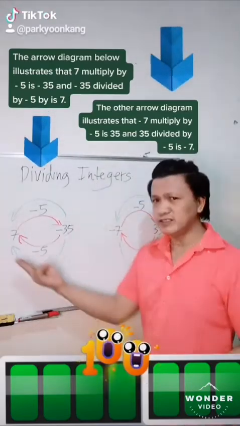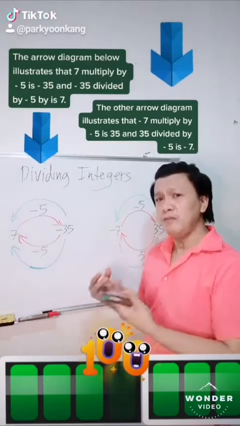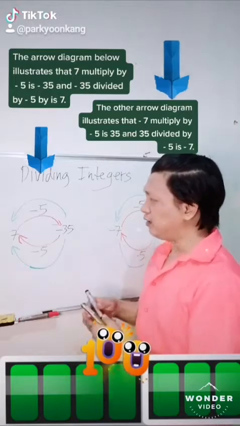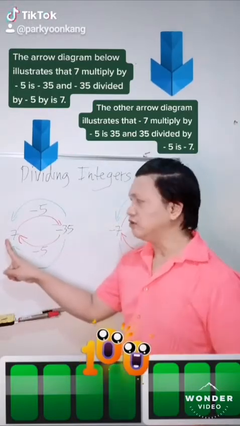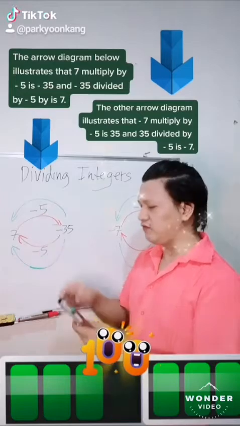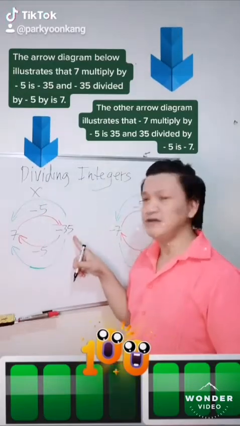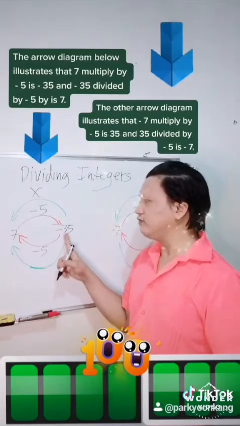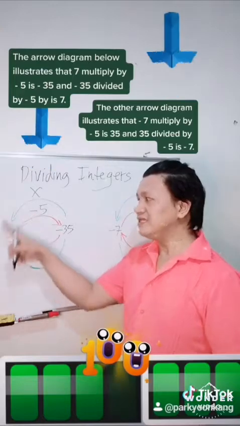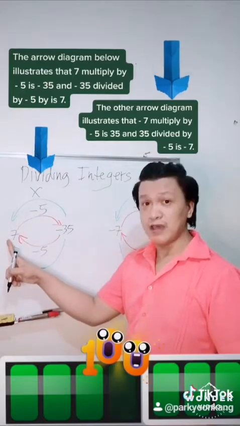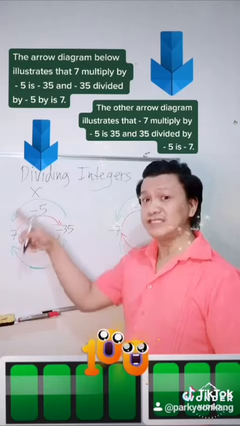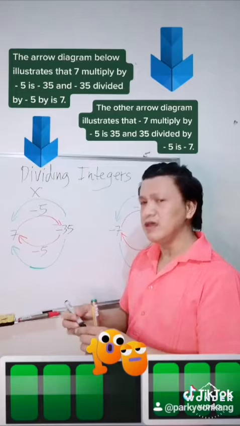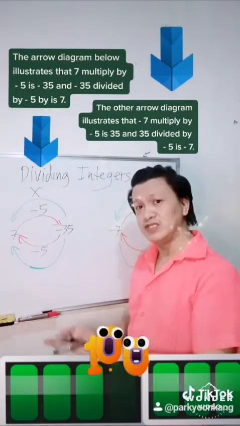I have two diagrams illustrating that the relationship of the two operations of multiplication and division is simply the reverse process. So we have 7, if you are going to multiply 7 by negative 5, their product is simply negative 35. And if you are going to divide negative 35 by negative 5, it is the same as 7. So meaning, nag-reverse ka lang. So, nag-multiply ka and then nag-divide ka. So, babalik ka lang doon. That's why the reverse process of multiplication is division.